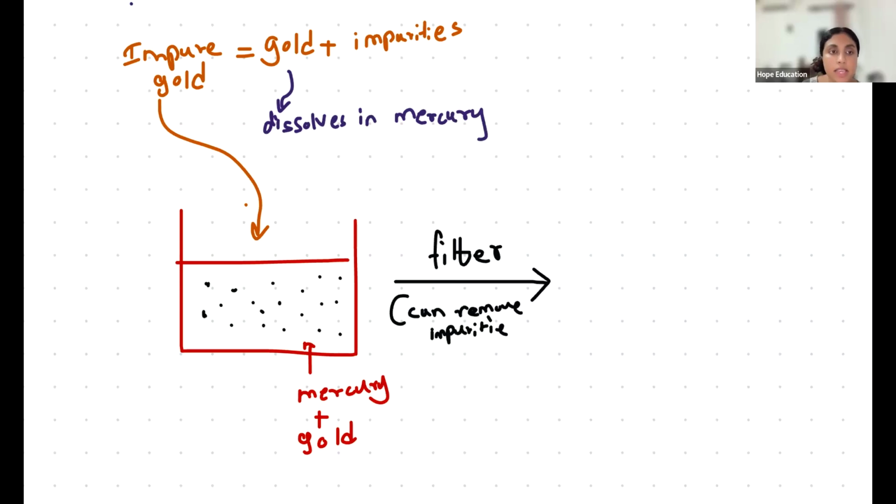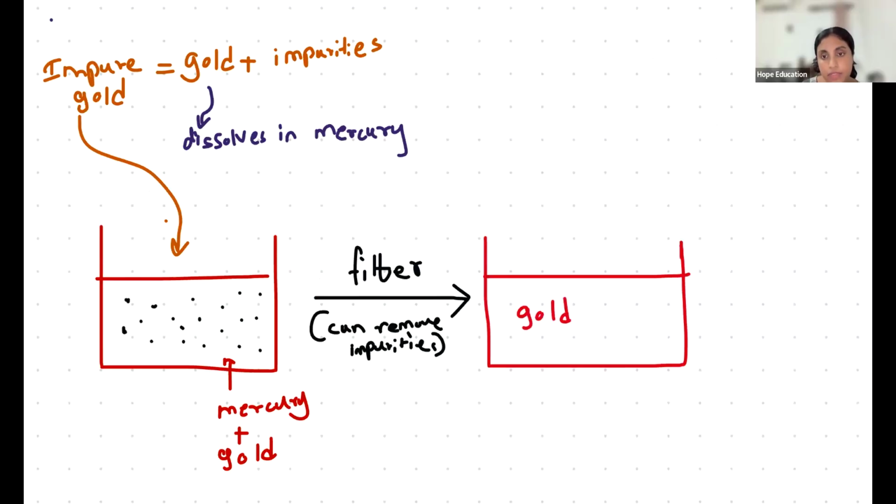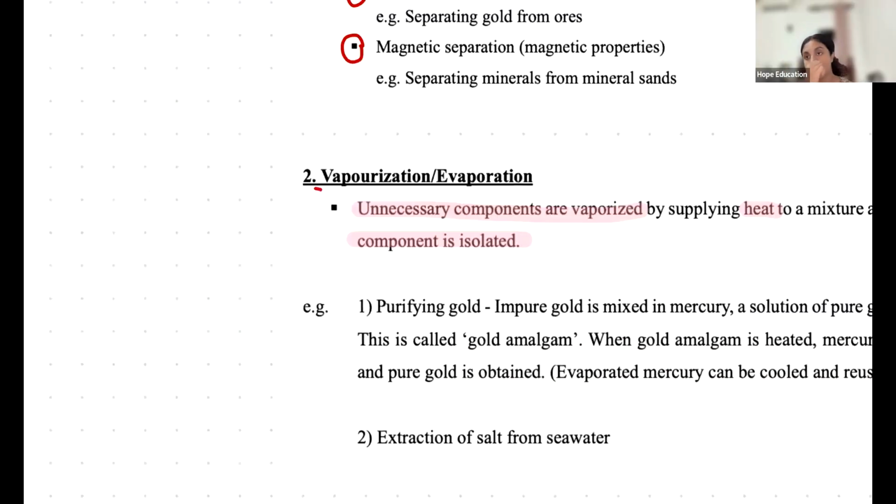After filtering, what do I have remaining? I have just gold plus mercury. They are dissolved in each other. I mean, gold is dissolved in mercury. But no, I want pure gold. I don't want mercury. So what I'm going to do is use the technique called vaporization or evaporation. What do I do? I heat this.